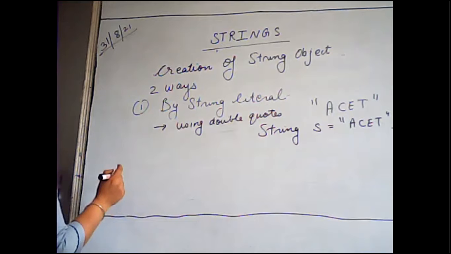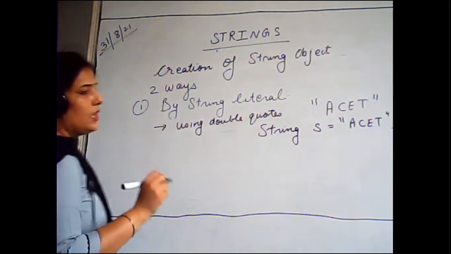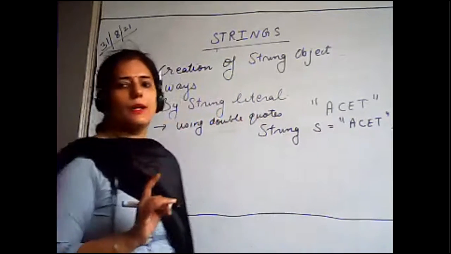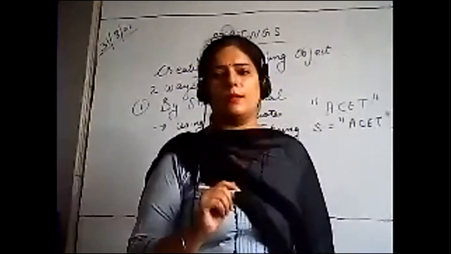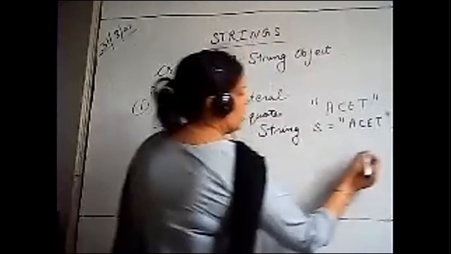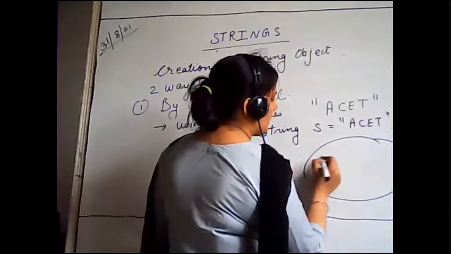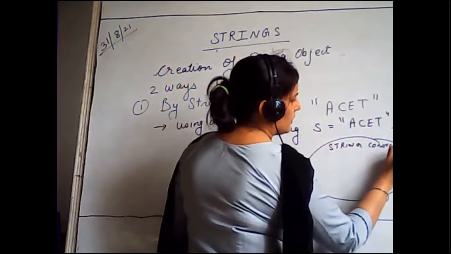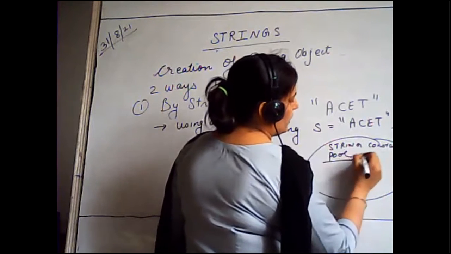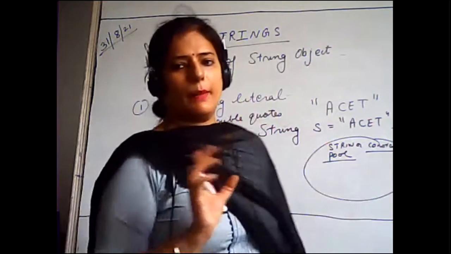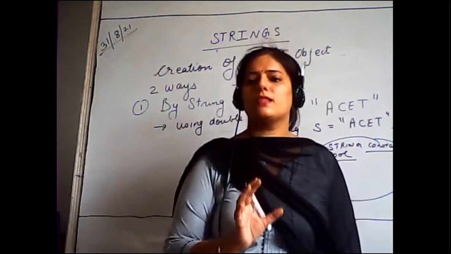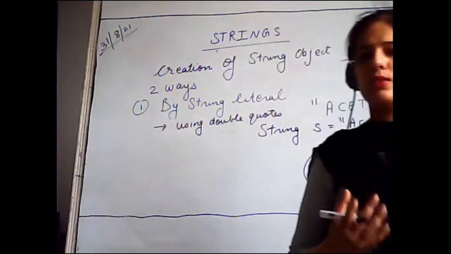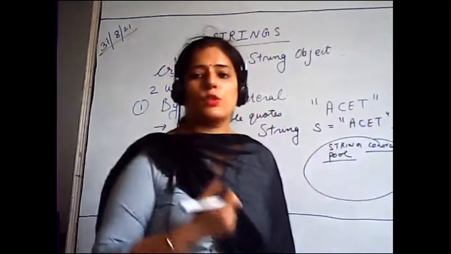Fine. Next thing is that every time we create a string literal, the JVM will check that particular string under the string constant pool. There is a new concept in Java known as the string constant pool. So we have this representation of strings under a particular different part in Java, that is the string constant pool. So what will happen if we create a string object using a string literal?